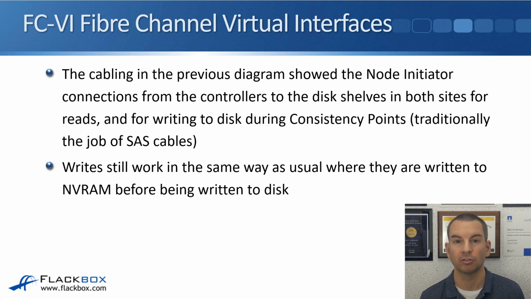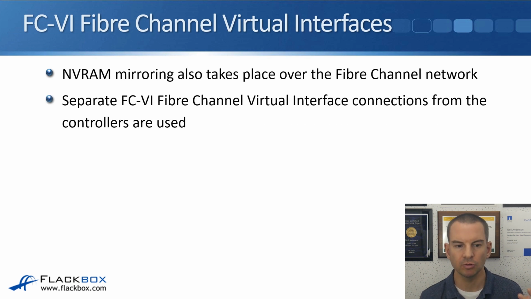But with MetroCluster, writes still work in the same way as they always do in ONTAP, where they're written to NVRAM before being written to disk. And they need to be written to NVRAM in both controllers. So the NVRAM mirroring also takes place between the controllers in the different sites over the Fibre Channel network as well. That uses separate connections, so separate ports and cables than are used for the normal disk reads and writes. It uses separate FCVI, Fibre Channel virtual interface, connections from the controllers.